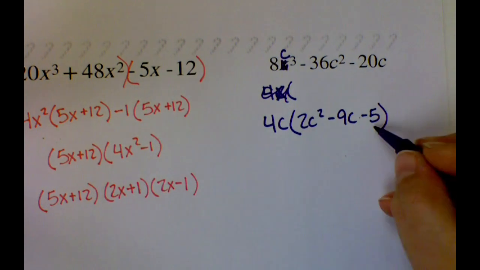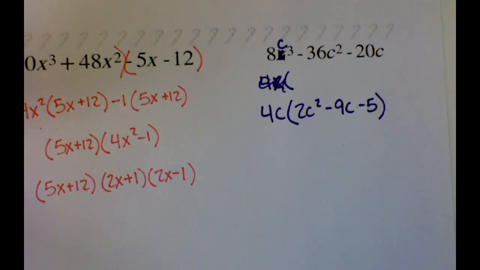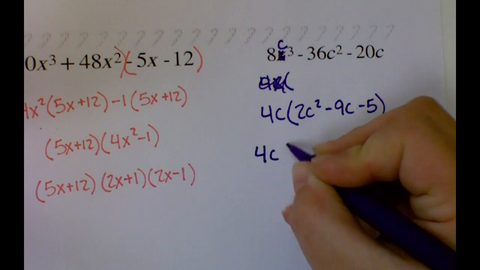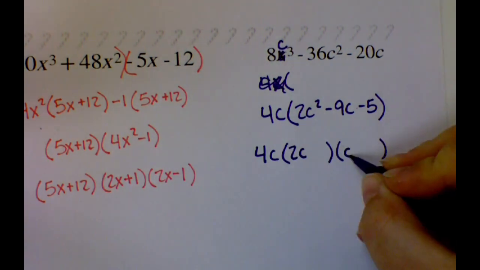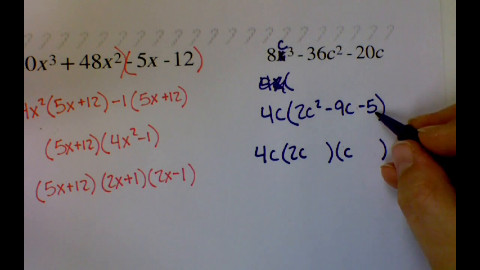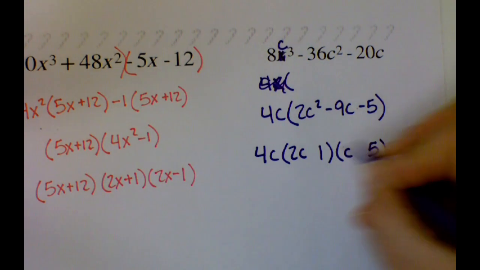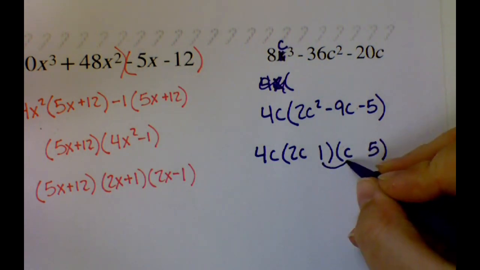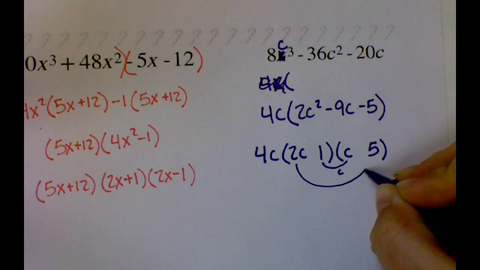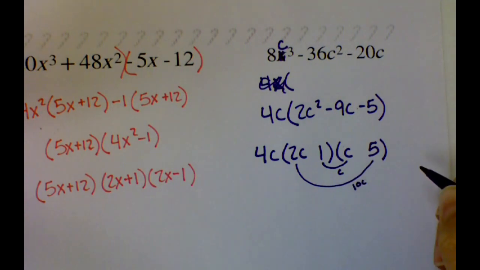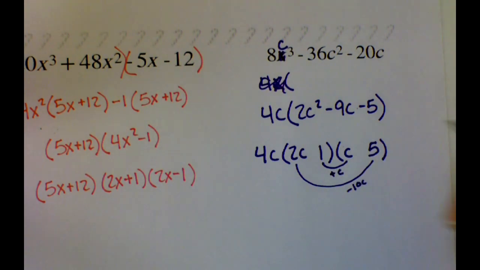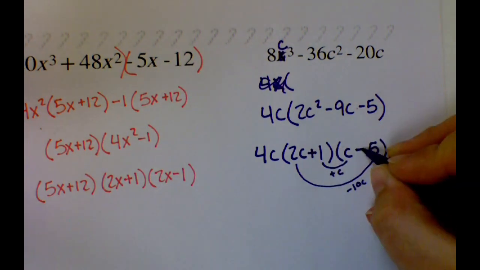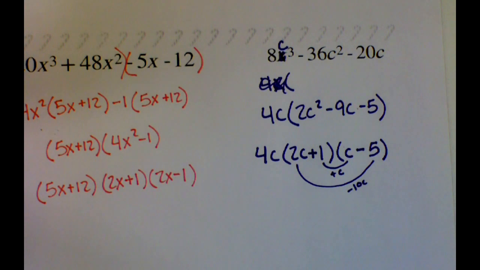Well, now we have to try to factor that 2c squared minus 9c minus 5. My 4c's along for the ride. To break apart 2c squared, it has to be 2c and c. Multiply to 5, it's either 5 and 1 or 1 and 5. I think it's going to go like that, because 1 times c is c. 2c times 5 is 10c. To make that minus 9 in the middle, I need negative 10 and positive 1. So plus 1 minus 5, and we are fully factored.